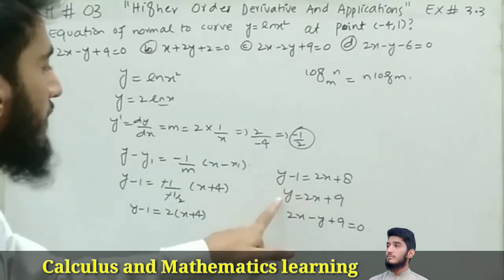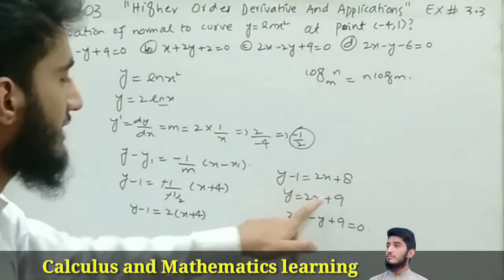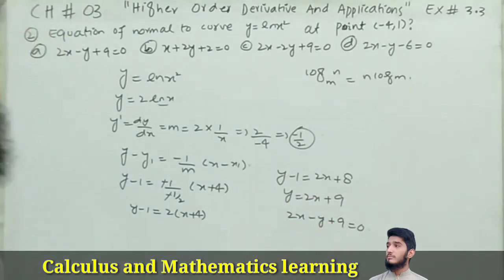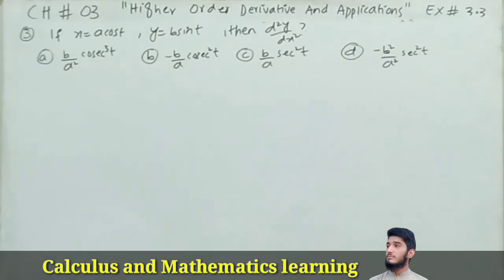Y will shift to the right hand side, becomes minus y plus 9. So 2x, shift to the right hand side, minus y and plus 9. 2x minus y plus 9 is equal to 0. Option number A is the right option. Now move to the next MCQ.